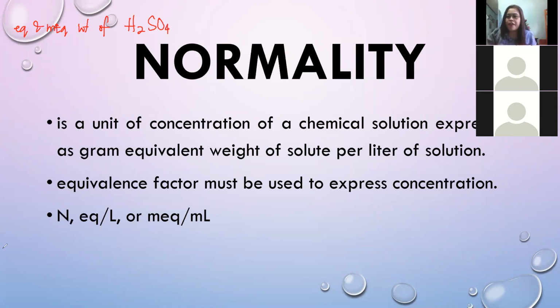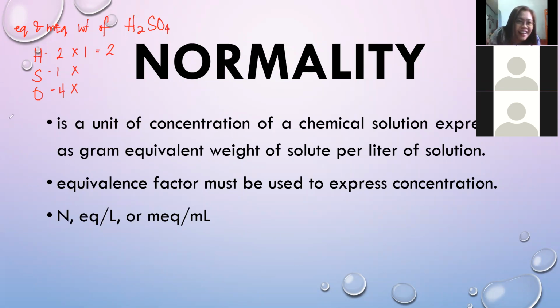Let's see if we have the same answer. Sulfuric acid. Let's first compute for the molecular weight para diretso-diretso ta. So H2SO4. You have 2 hydrogen, 1 sulfur, and 4 na oxygen. The atomic weight of hydrogen is 1. And then for sulfur, am I right? It's 32. Let's see. I don't have periodic table here. At 32, I'm right. Okay.